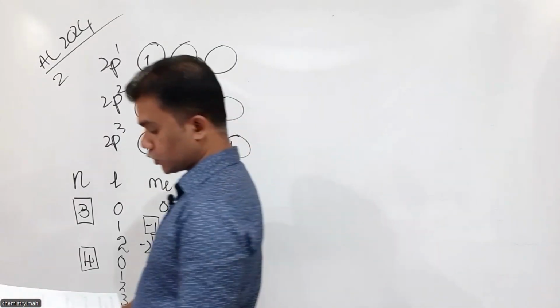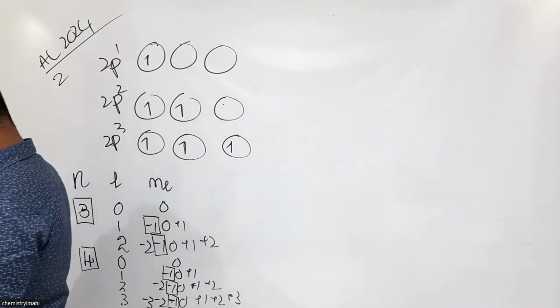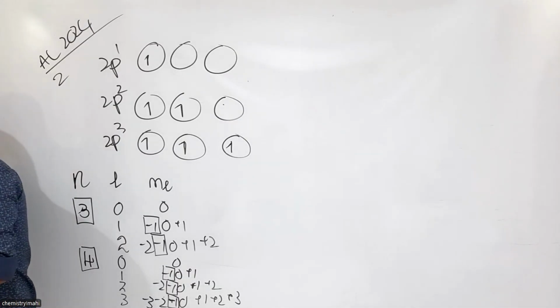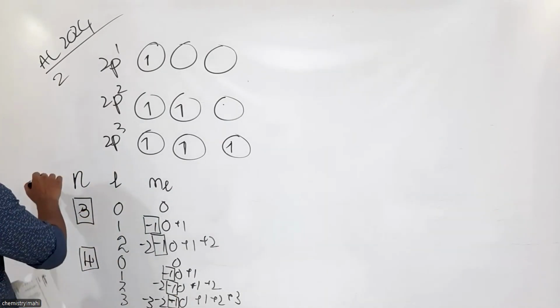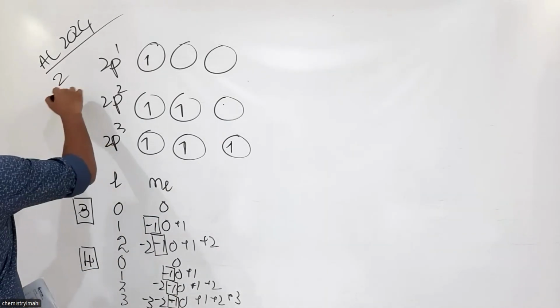Then in A-level 2024, second question, the answer should be the fourth one. In this case, the answer should be the fourth answer. Here, the second answer.